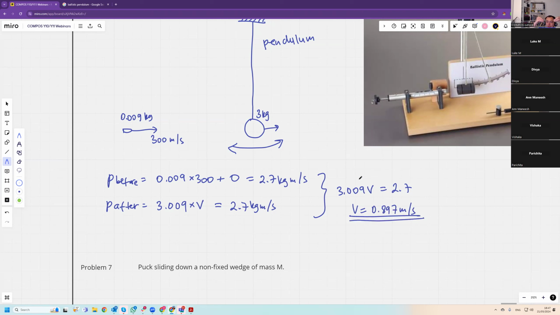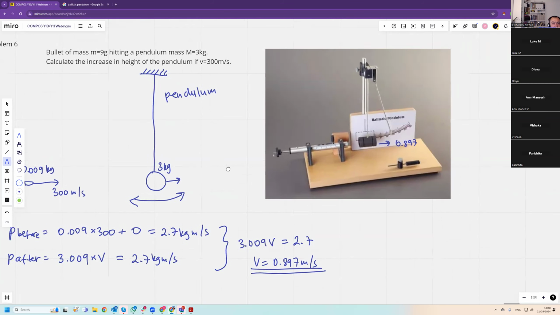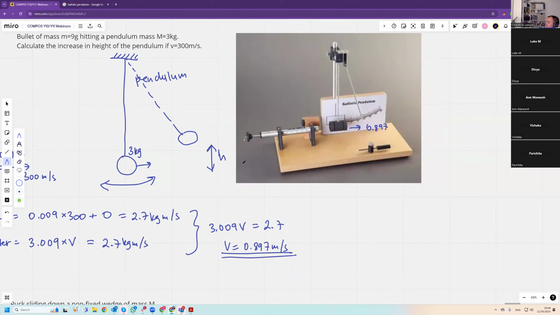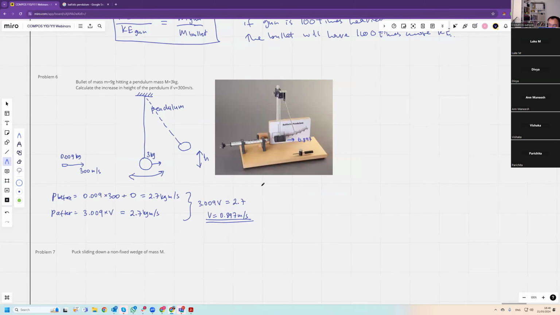So once you shoot the bullet and it gets stuck in the pendulum, it would move off with a velocity of 0.897. And the question is, calculate the increase in height. So basically, calculate the maximum height of the pendulum. What can we use here? How can we calculate the maximum height? Which principle do we use here?